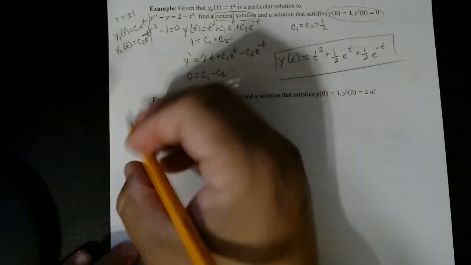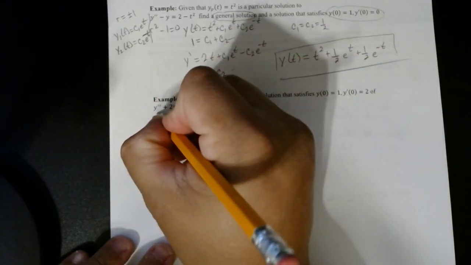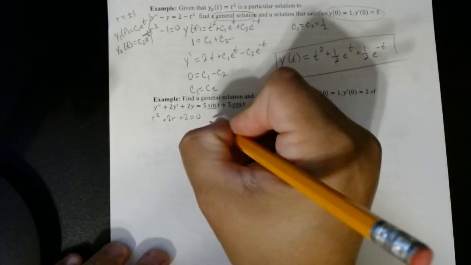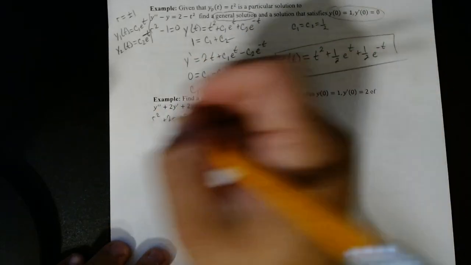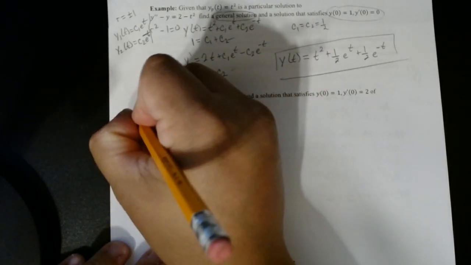Okay, so either way we're going to have to find our homogeneous part. So this will be r squared plus 2r plus 2 equals 0. So you can't factor this, so just using the quadratic formula, you eventually get this after you simplify.